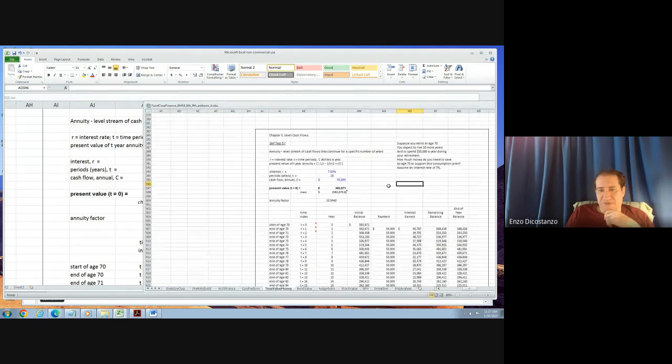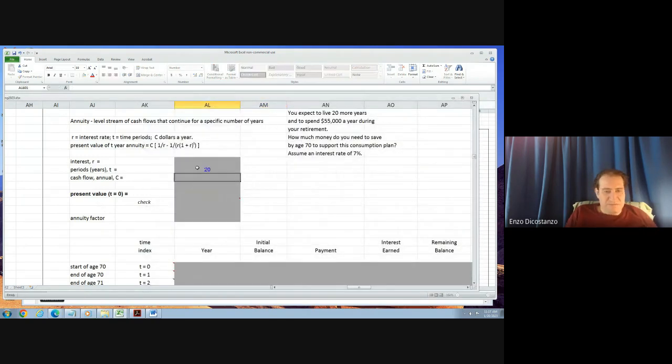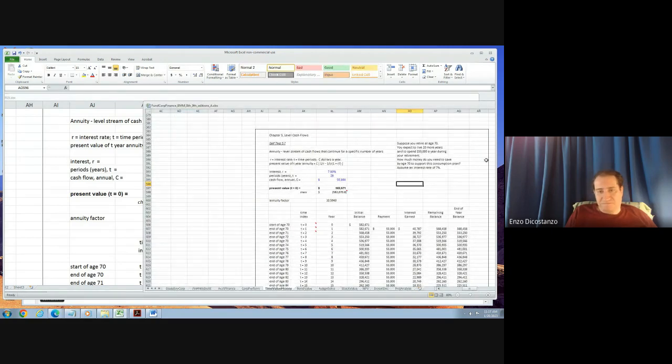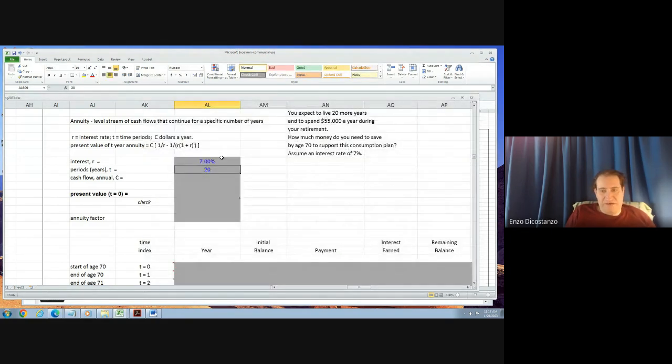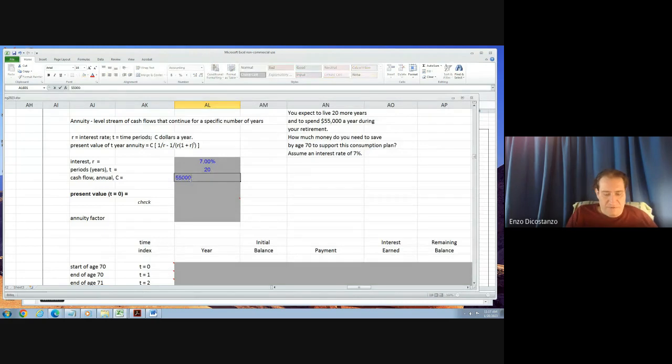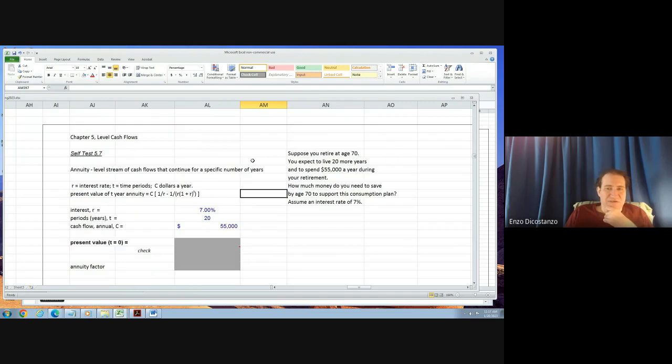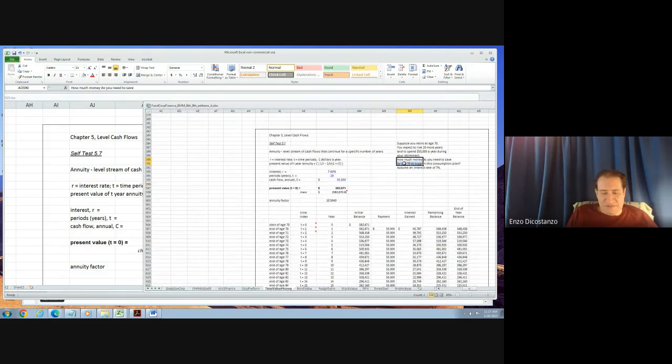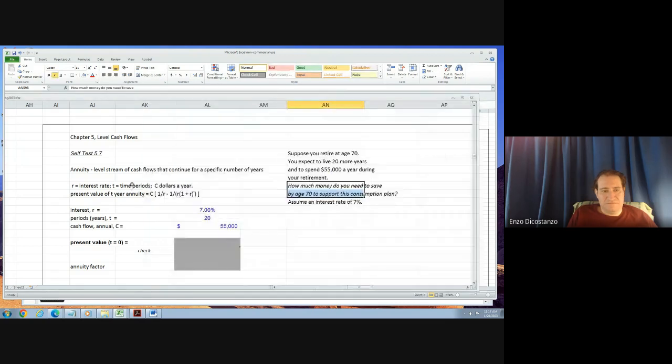Okay, so it says you want to spend, so the period is 20 years. Your interest rate out there is 7%, and we're telling you the cash flow is 55,000. And again, you have the same sort of tools, right? Present value, and the question is how much you have to save. So we're going to look at that.